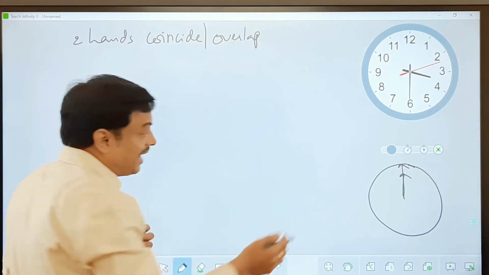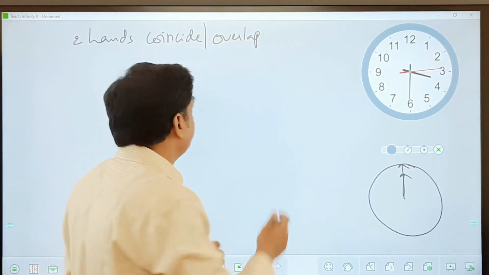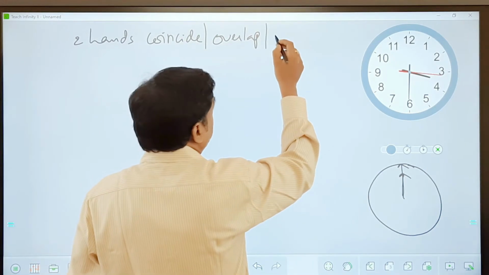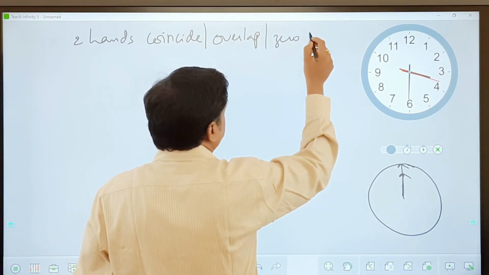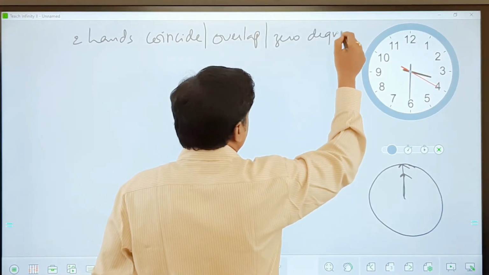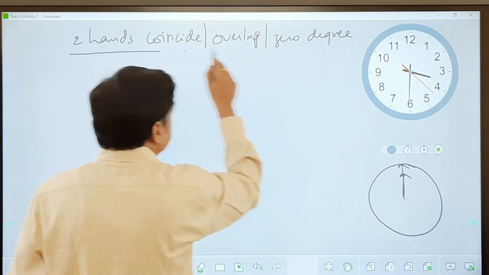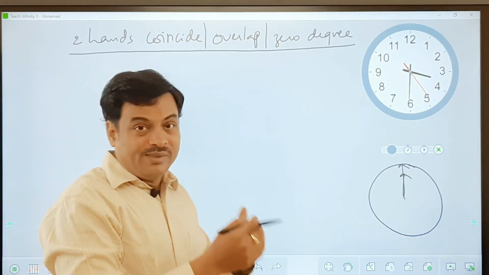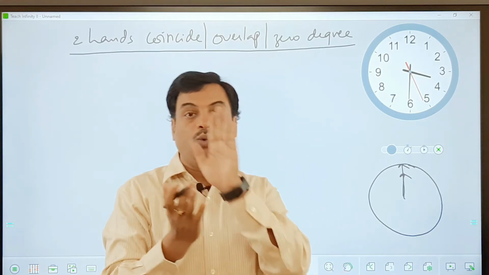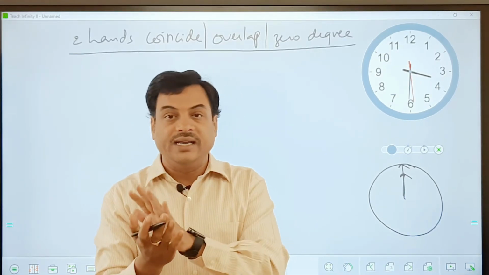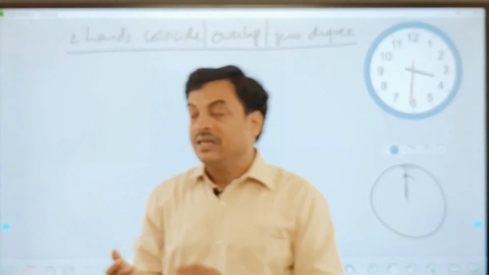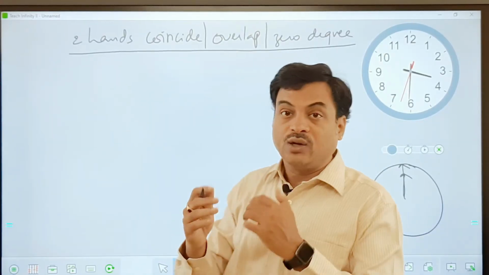And when they overlap, what is the angle between the two hands? I can also say the angle between the two hands is 0 degrees. So the same statement saying that one hand is overlapping on the other, or coinciding, or 0 degrees angle. In any of these three ways I can call it.